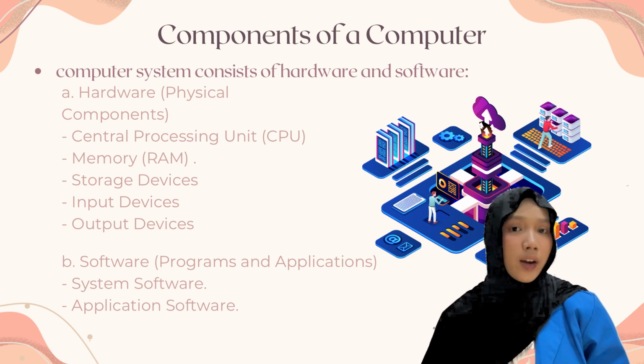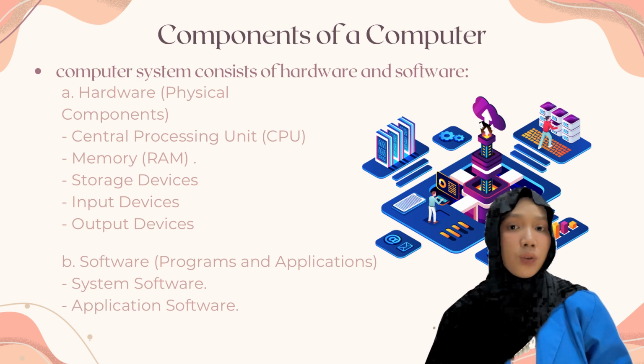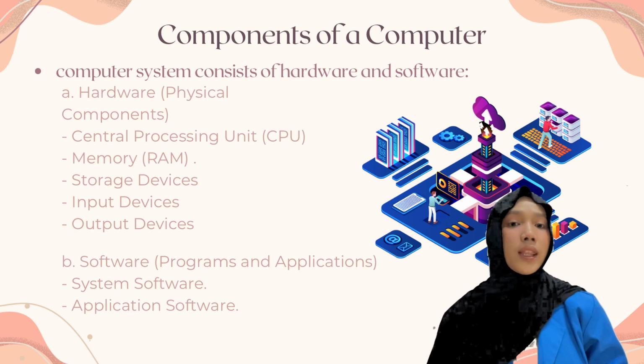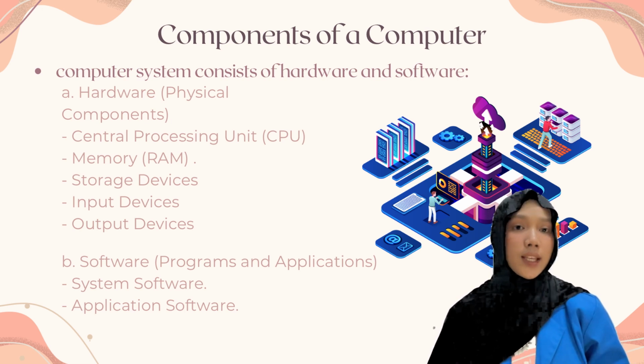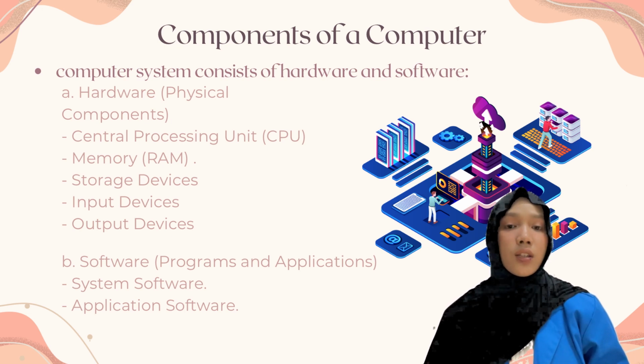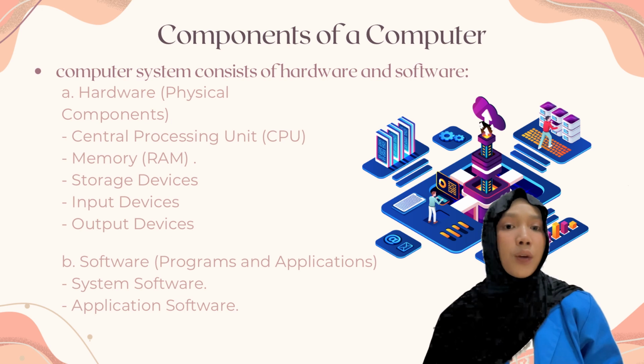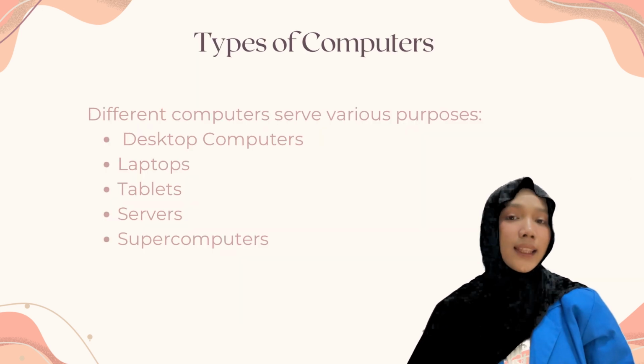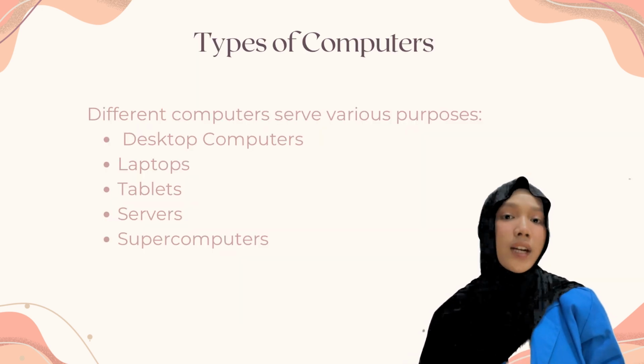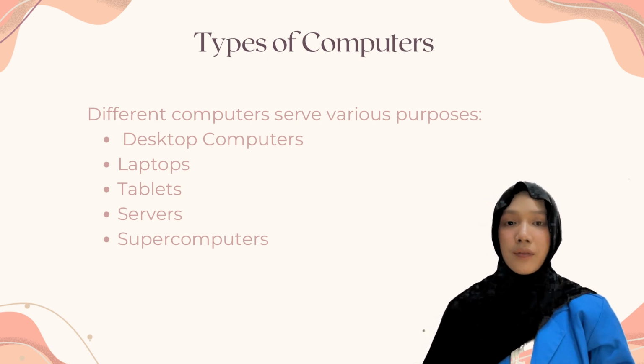B. Software, programs and applications. Software is classified into system software, operating systems like Windows, macOS, and Linux. Application software, programs such as Microsoft Word, Photoshop, and web browsers. Next, types of computers. Different computers serve various purposes.